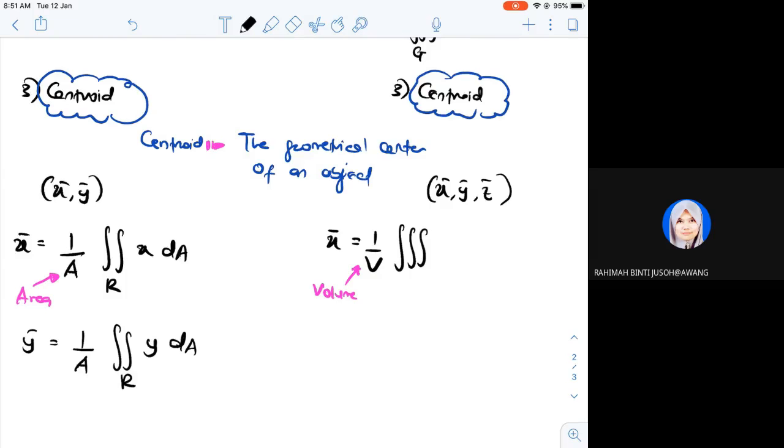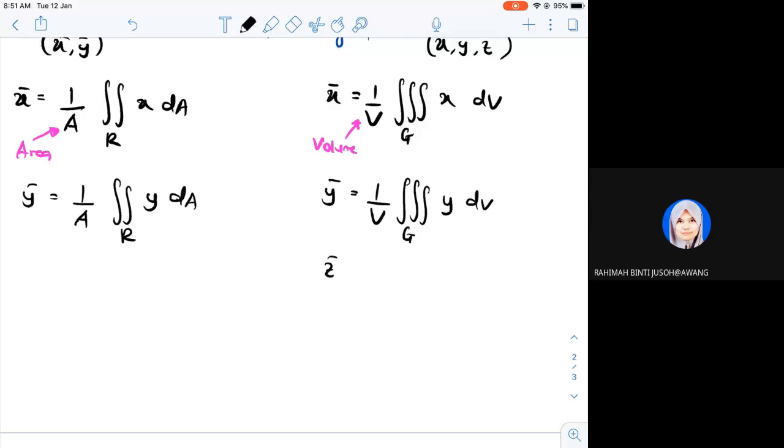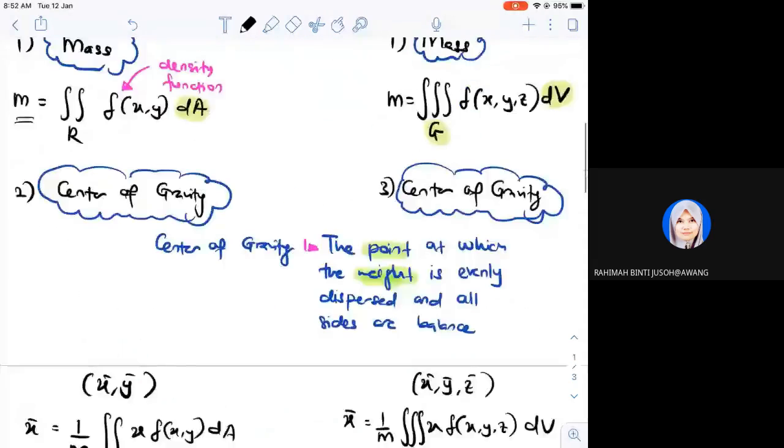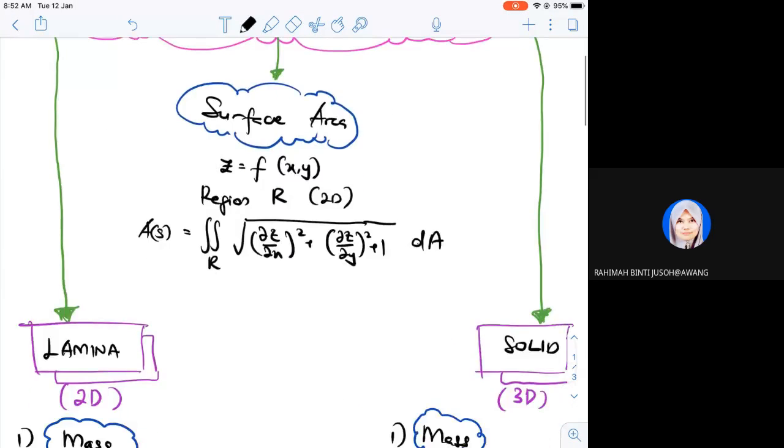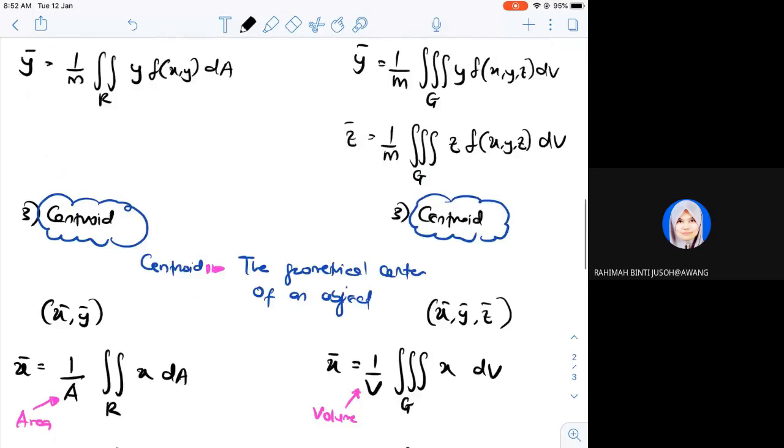So we have triple integrals over G, and then we have X dV, of course, because 3D. And then Y bar equals 1 over volume, triple integration, Y dV. And then Z bar equals 1 over V, triple integrals over region G, Z dV. Okay, so basically these are the overall applications in your syllabus. We have surface area, mass, center of gravity, and also centroid.